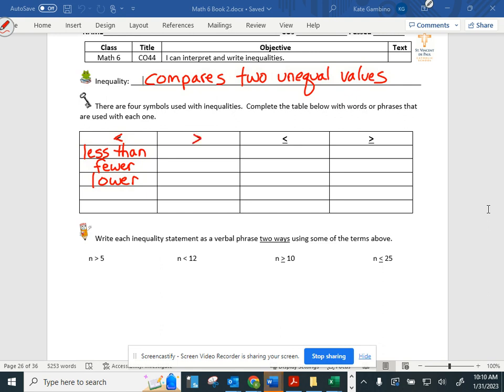This symbol here we know is greater than. But in word problems, we might see something like more or higher. So if they say a number that is higher than this, we know it's greater than.